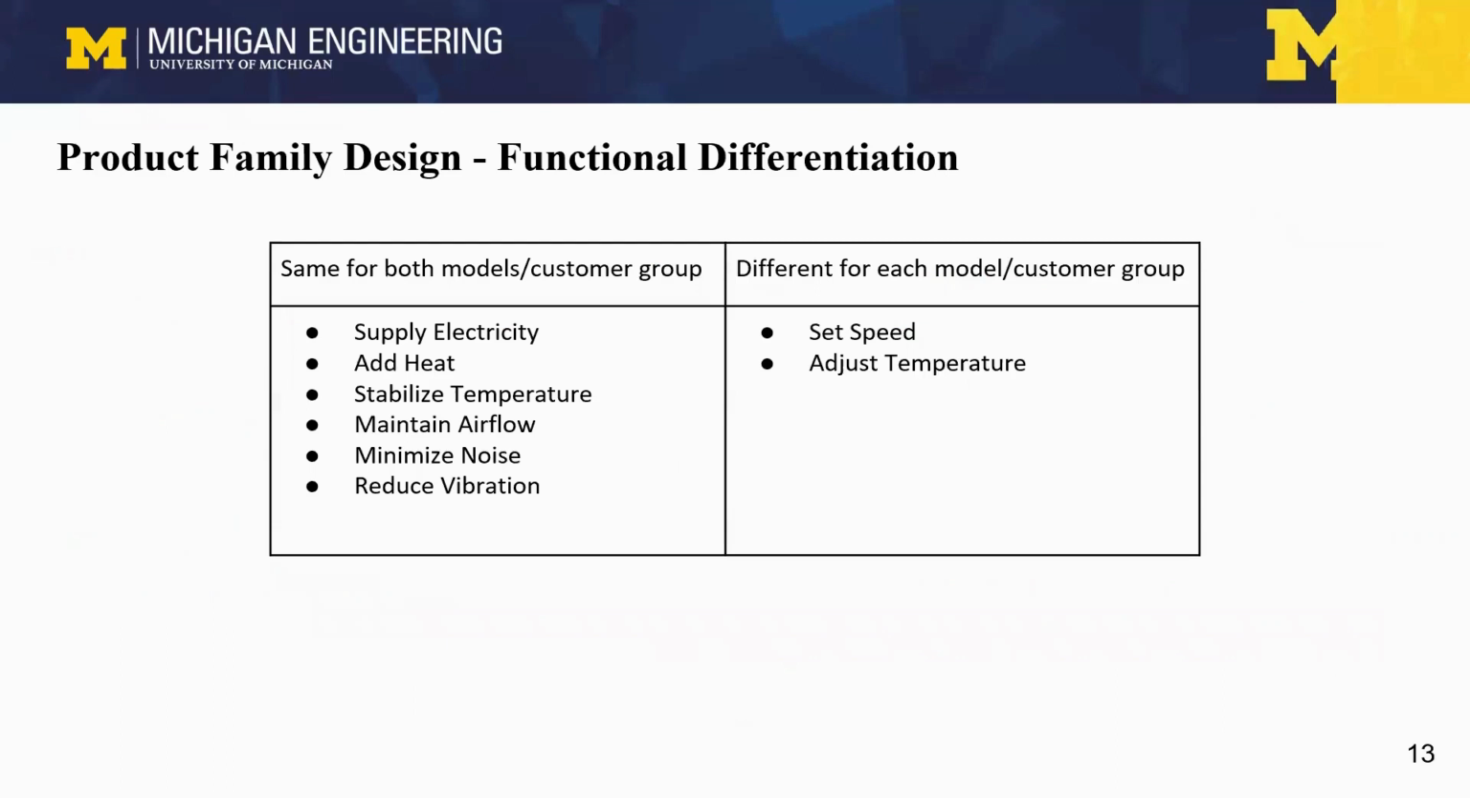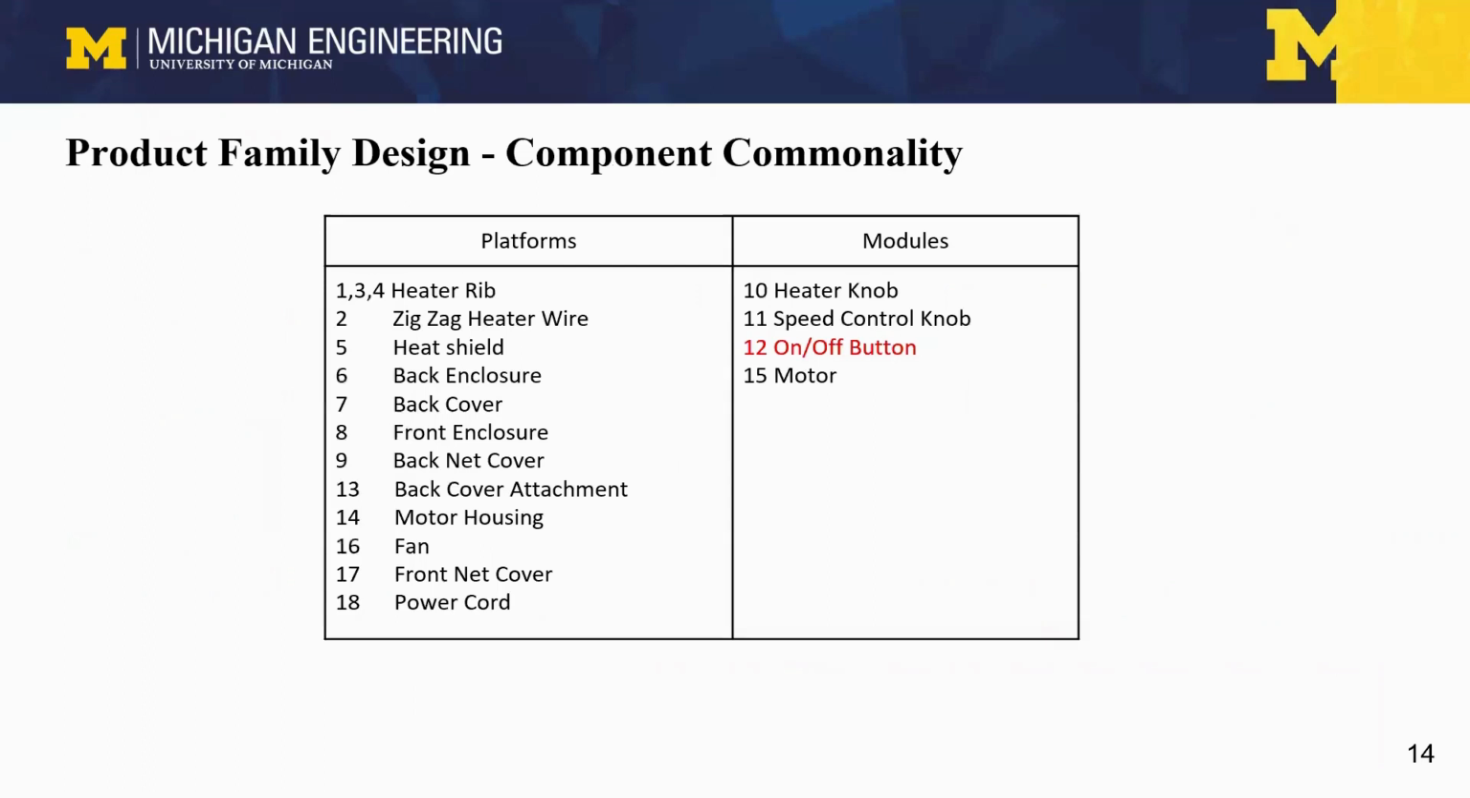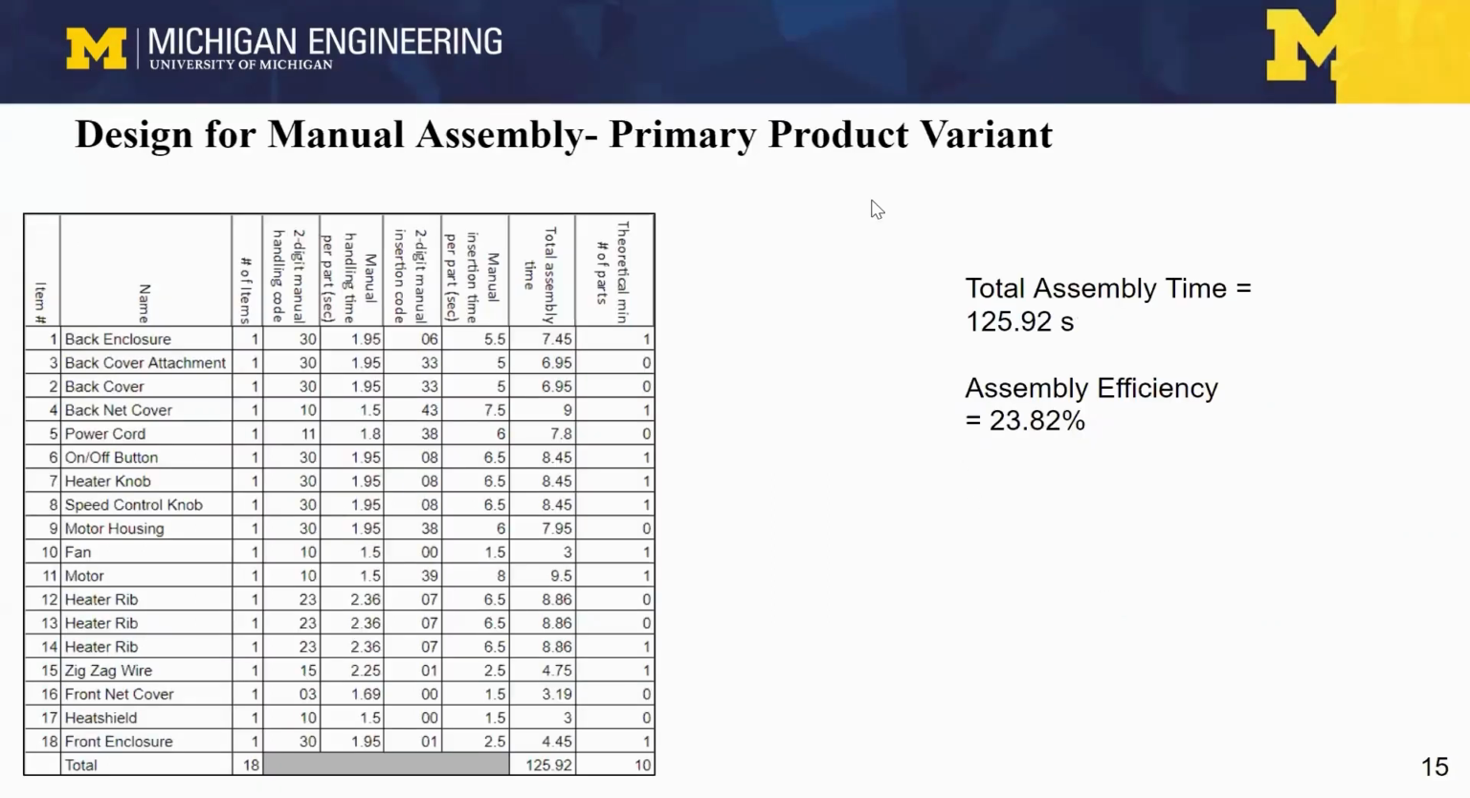The functions that are the same for both models are supply electricity, add heat, stabilize temperature, maintain airflow, minimize noise, and reduce vibration. Differences are set speed and adjust temperature. Most of the hairdryer components are common between the customer variants, but the differences are the heater knob, speed control knob, the on-off button, and the motor.